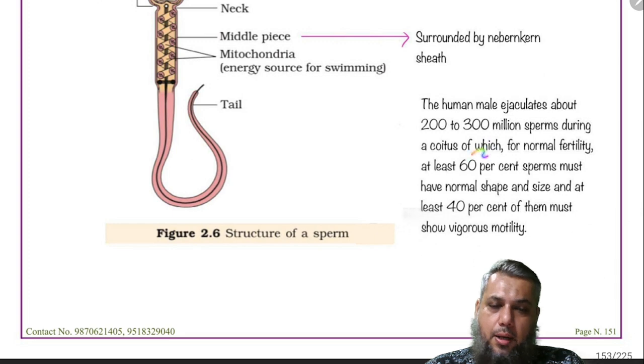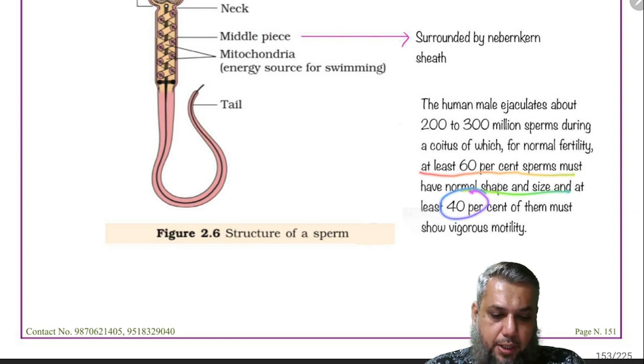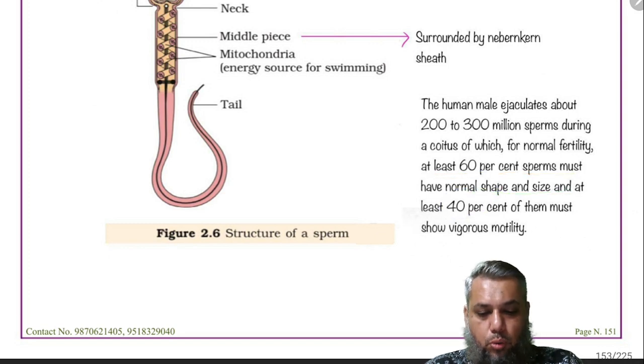The human male ejaculates around 200 to 300 million sperms, out of which for normal fertility, at least 60% sperm must have normal shape and size. And of that, 40% should show vigorous motility.